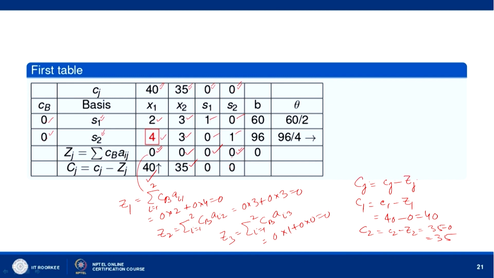Now, we can see that Cj is strictly positive for j equal to 1 and 2. For j equal to 1 it is 40, for j equal to 2 it is 35. So, we take the maximum value, which is 40. So, this column is our key column, and we show it by an arrow pointing upwards.